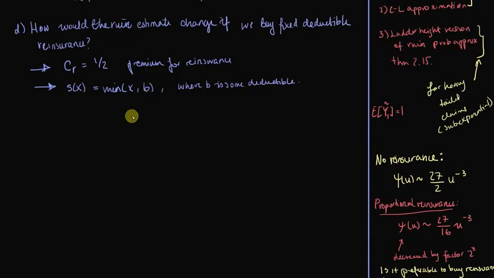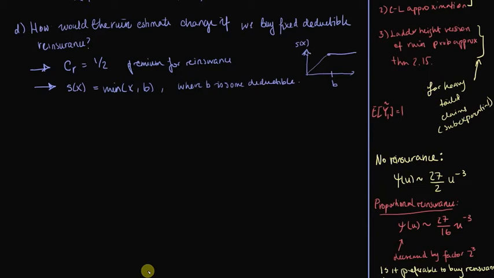And the way it works is that as long as you have a claim size that is smaller than B, then you pay for the entire claim. However, as soon as the claim size exceeds B, then you only pay B, and the reinsurance company takes care of the rest. So what I've drawn here is a graph of the self-insurance function in the case where we have a fixed deductible reinsurance.